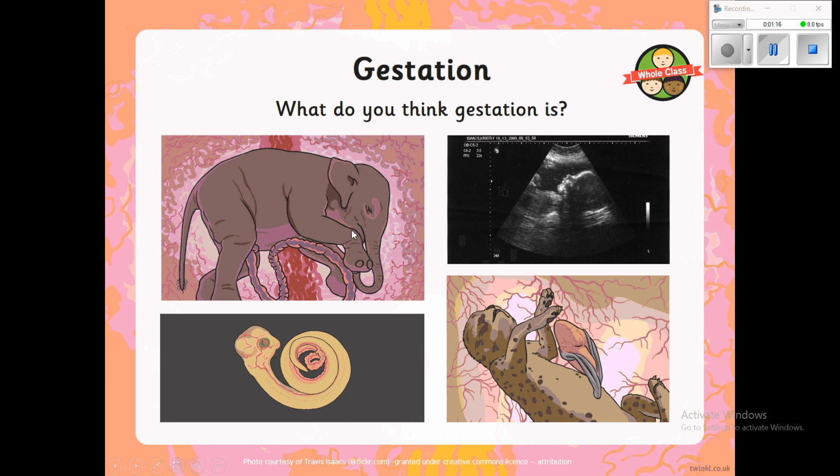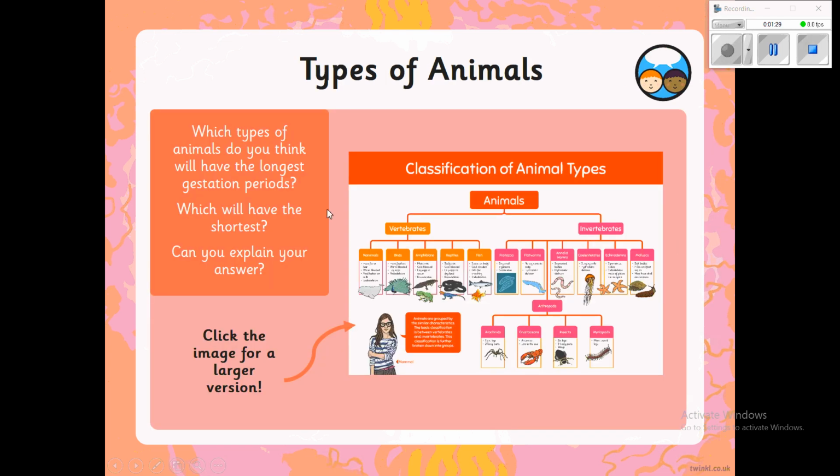So you've got a little elephant, it looks like here, which that's a baby, a little human, and you've got what looks like maybe a cat of some sort. And I'm not really sure what that is. It might be a snake or something. So that is what gestation period means. Now what I want you to do is have a little think about, or write down, which type of animal you think has the longest gestation period. So which type of animal is pregnant for the longest, and which you think has the shortest, and why do you think these?